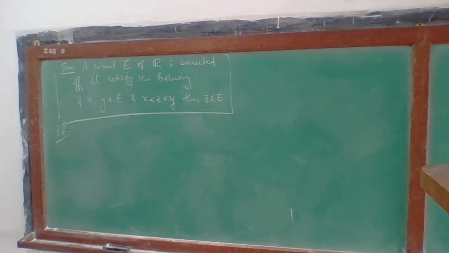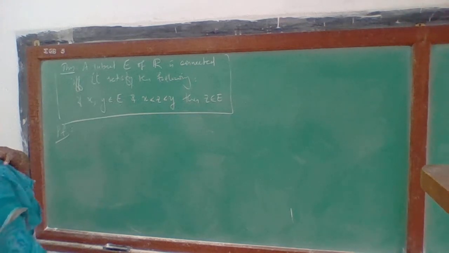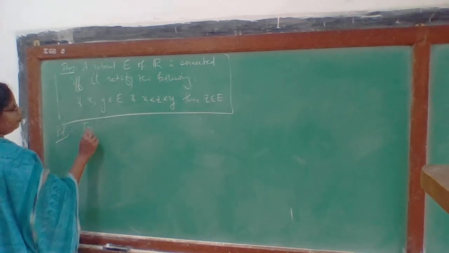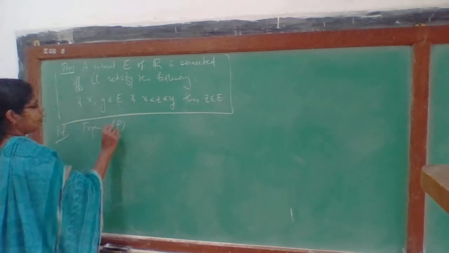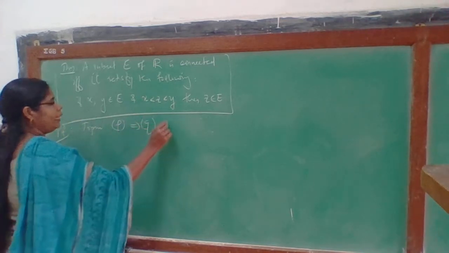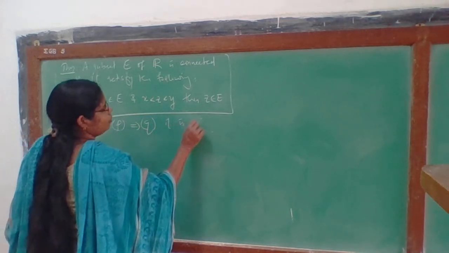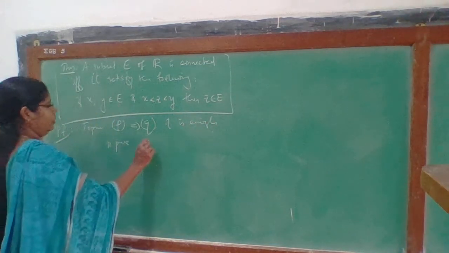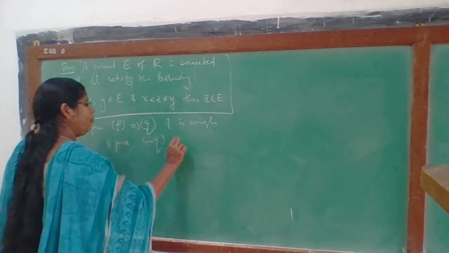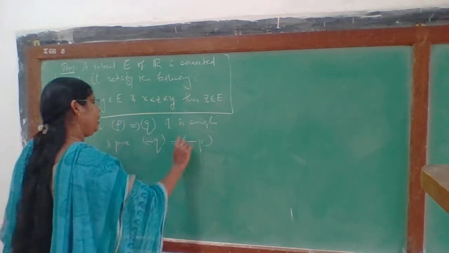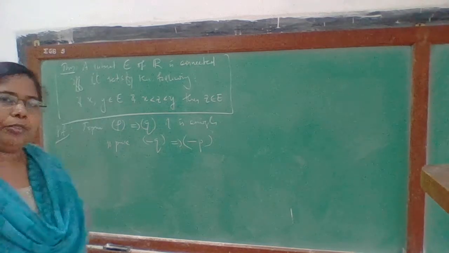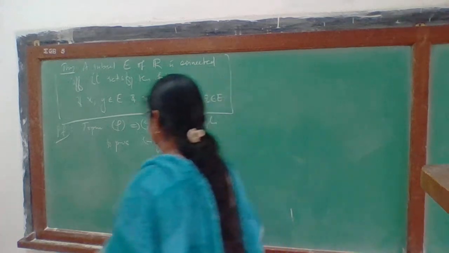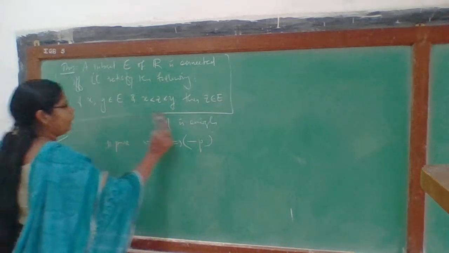So we are proving one by one the negation. In order to prove P implies Q, it is enough to prove not Q implies not P. Okay, to get P implies Q, it is enough to prove not Q implies not P, the negation of the statements. That's what we are going to do here.